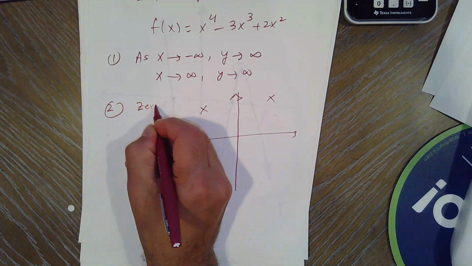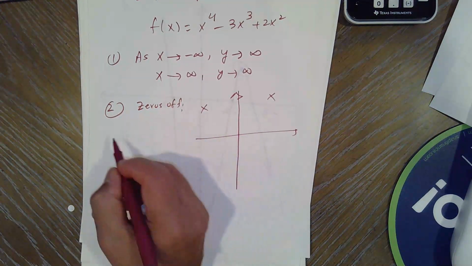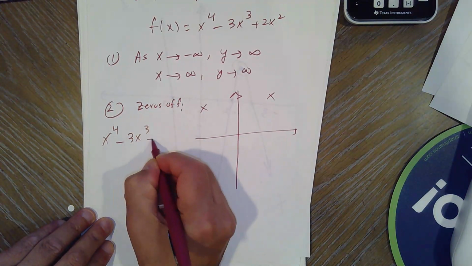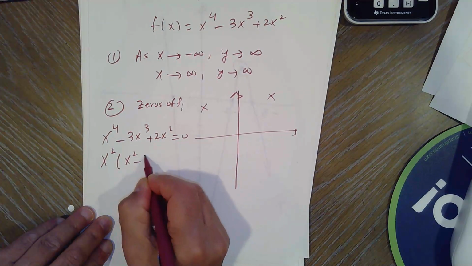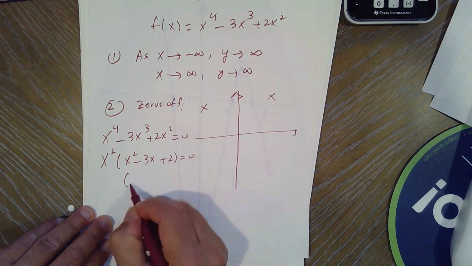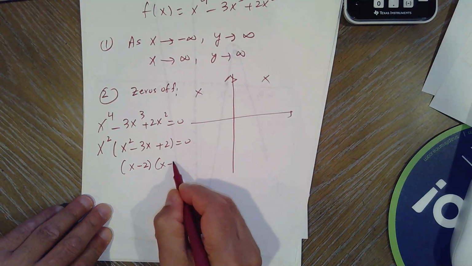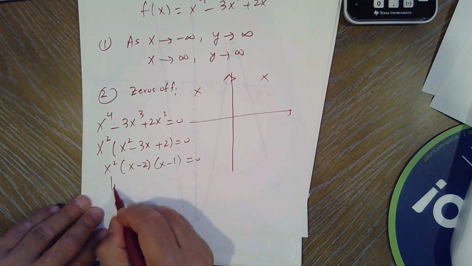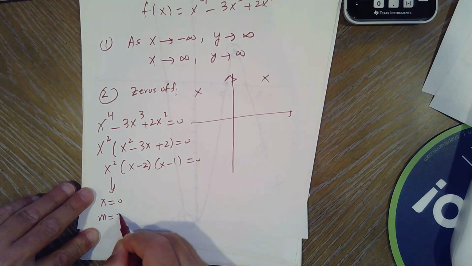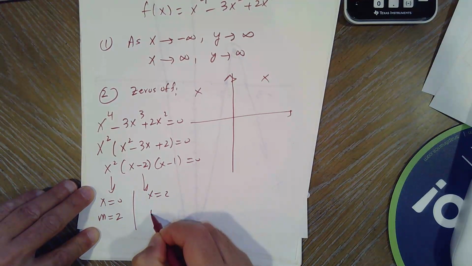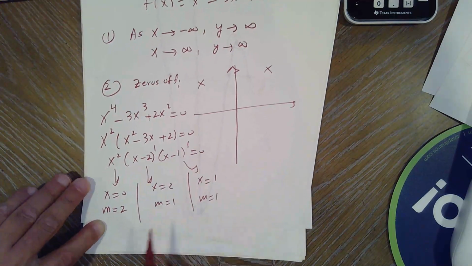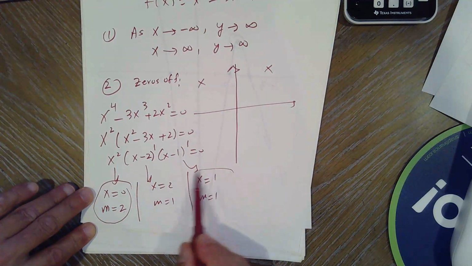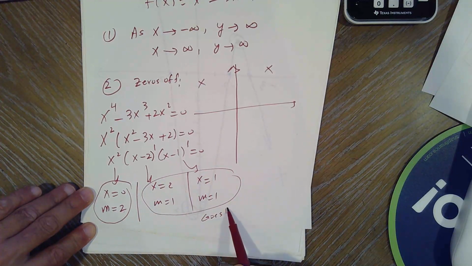Then we want to talk about the zeros of f. So x to the 4 minus 3x cubed plus 2x squared equals 0. We can pull out x squared and then factor this: x squared times x minus 2 times x minus 1. So we have x equals 0, multiplicity 2. We have x equals 2, multiplicity 1. We have x equals 1, multiplicity 1. So we know the graph has to bounce off at 0, and then it has to go through the others.